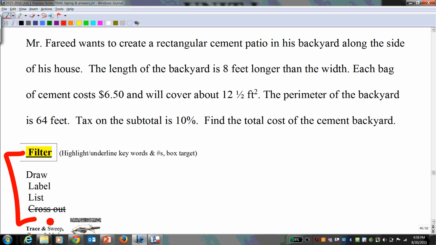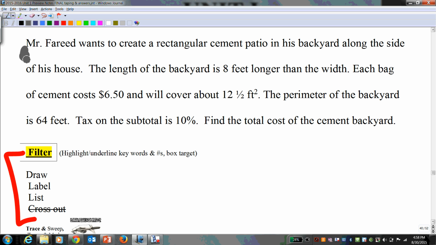steps. Watch. Filter. Draw, label, list, cross out. Filter. Draw, label, list, cross out. Say that with me. Filter. Draw, label, list, cross out. So we start with problems. Number 1, we read every problem first.